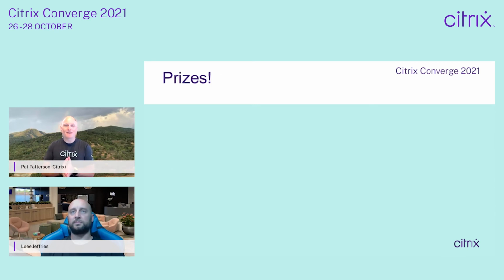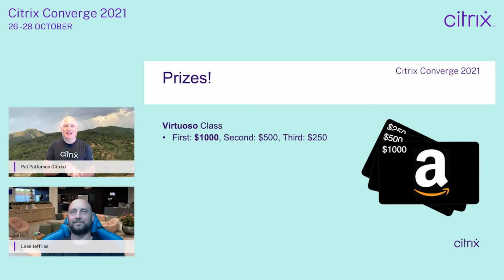Prizes. This is what you've been waiting for. Let's start with the big one. So the big fish in the Virtuoso category will be competing for a first prize of $1,000. Now, we're not going to send you an envelope with 10 Benjamin Franklins in.